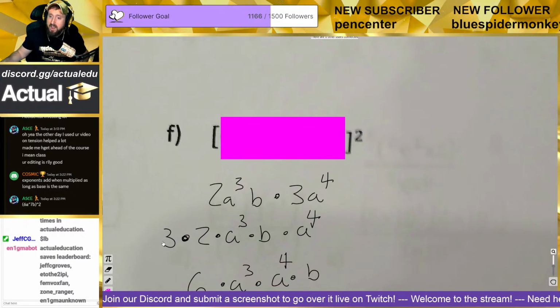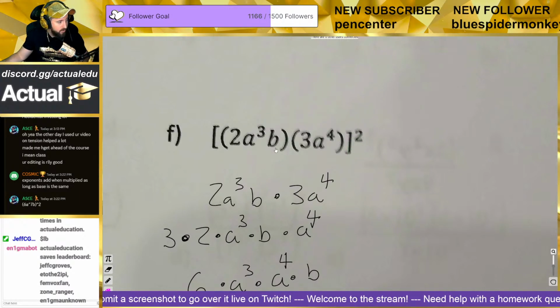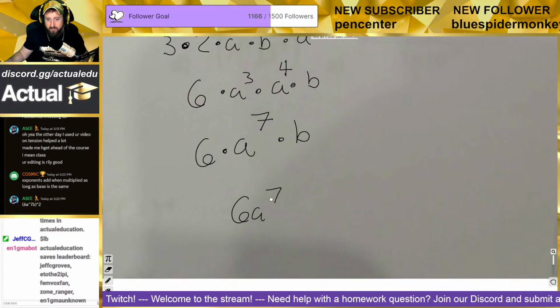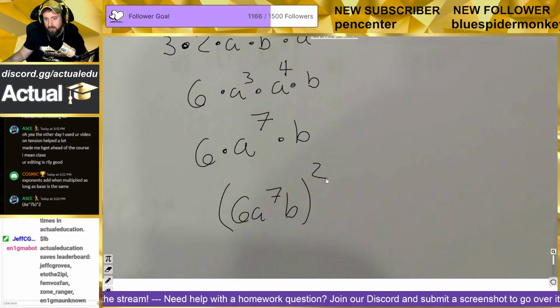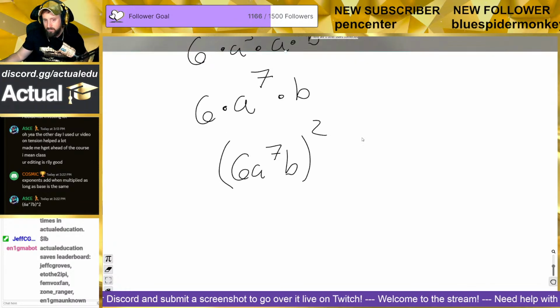But now, let's remember, I still have to square everything that's in this little red square here. I got to square all of it. So that's going to end up being 6 a to the 7th b all squared. Good, Ace, exactly. So what are we going to do next here, 1K? How do I square everything in here? Okay, let me move this away. I just don't need to see it anymore.